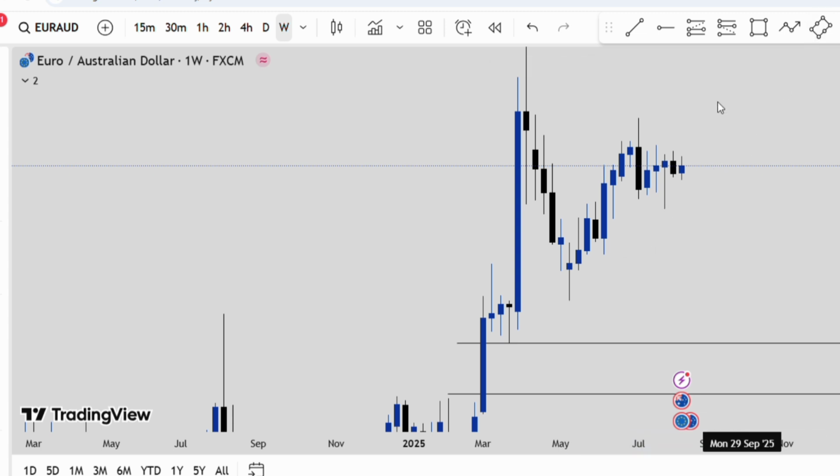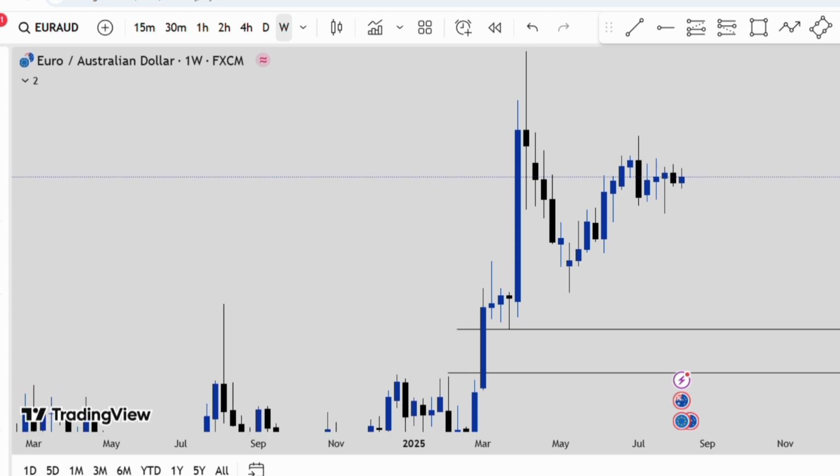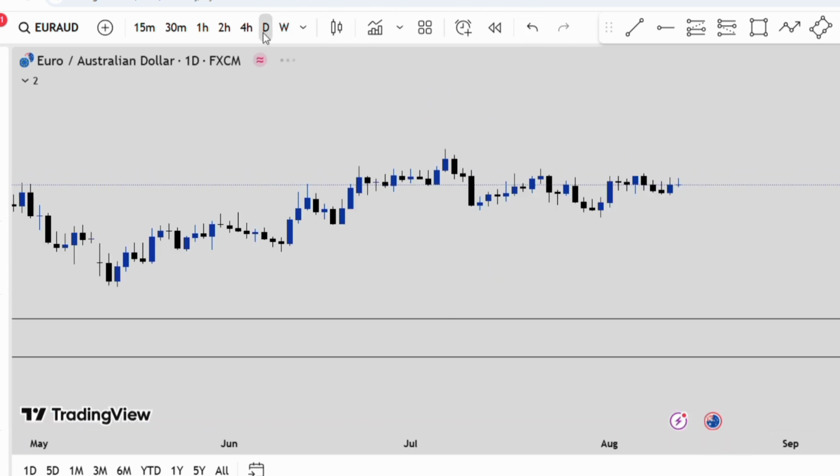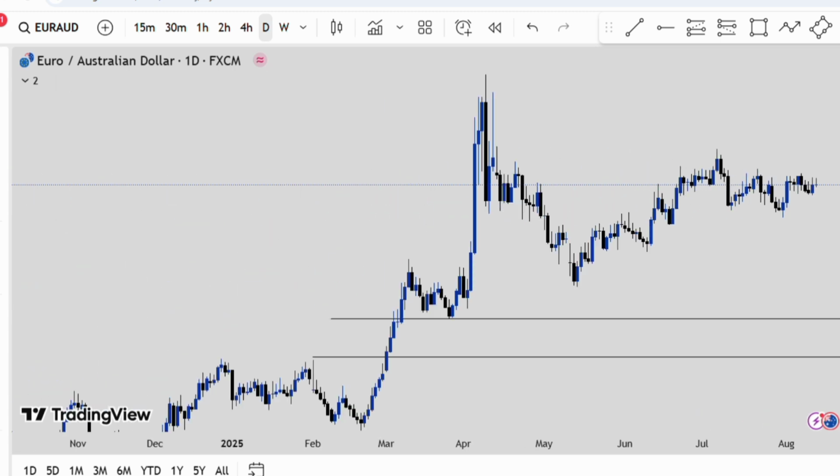Now, I want you to focus more on the daily, 4-hour and 1-hour time frames if you are a swing trader. But if you're a day trader, you can easily focus on the 4-hour time frame, 1 hour and 15 minutes, or basically the 5-minute time frame. Now, let's push down to our daily time frame to have a clue in this particular market.